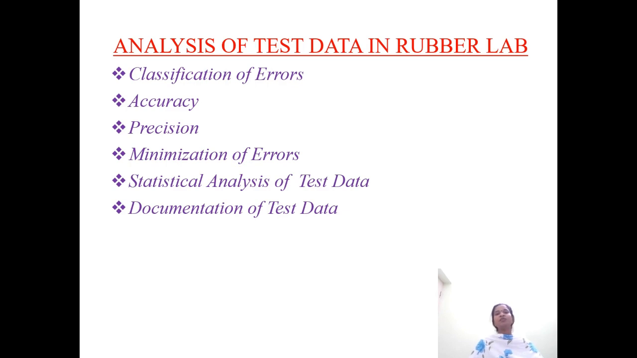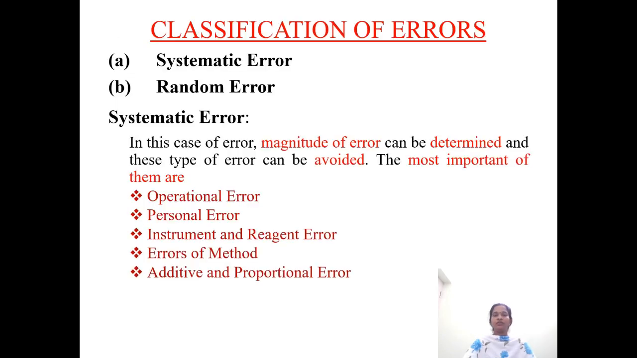So we will be discussing the classification of error, what is accuracy, precision, how to minimize error, what is the statistical analysis of test data, and then what is the importance of reporting and documenting the test data. So error which occurs due to experimental or analytical nature is classified into two types. One is systematic error, another one is random error. Systematic error is commonly occurring error, whereas random error occurs uncommonly.